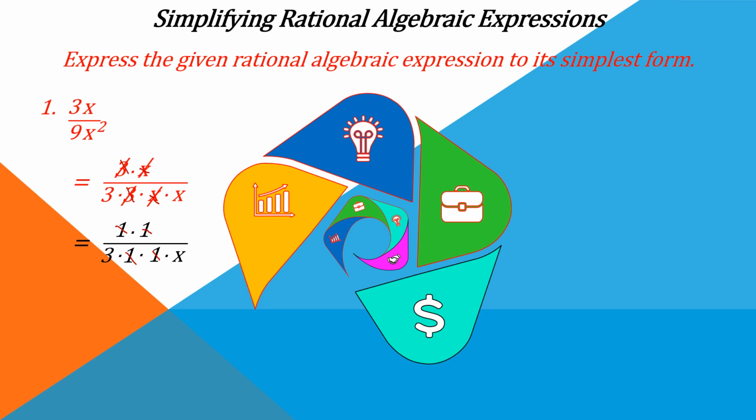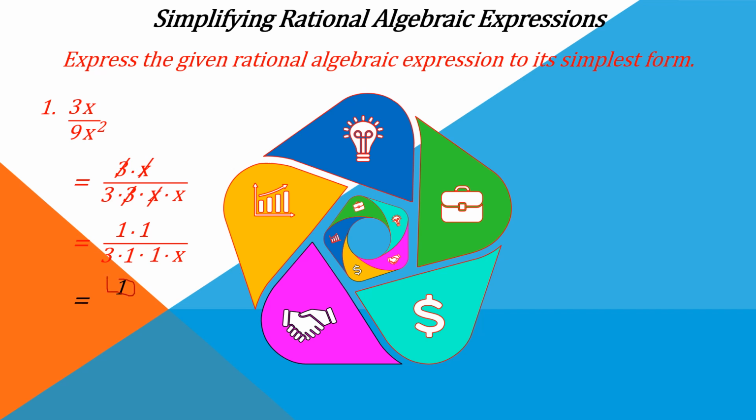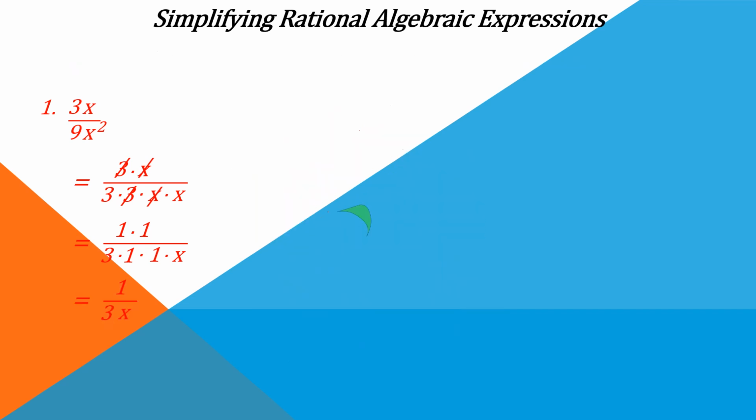So since we canceled the 3 and x and they became 1 by 1, the remaining term in the numerator is 1 multiplied by 1, which is equal to 1, and the remaining in the denominator is 3 multiplied by x, or simply 3x. Our final answer is 1 divided by 3x.